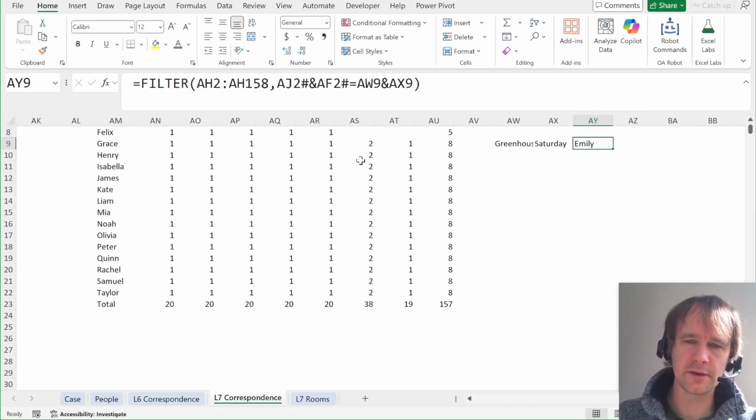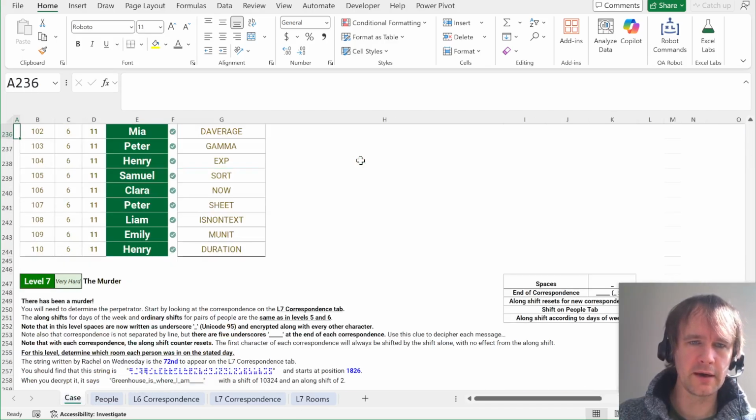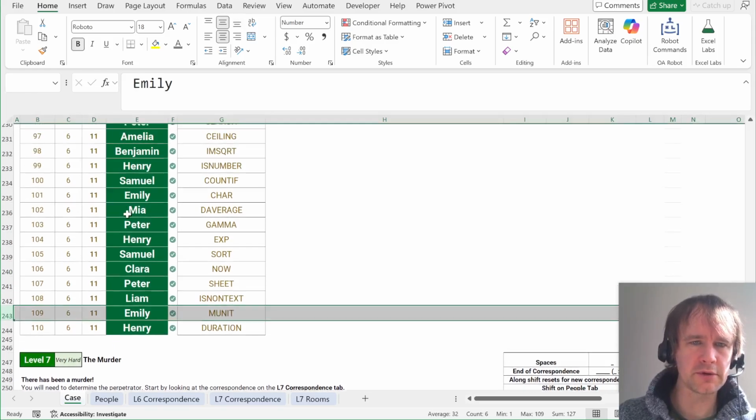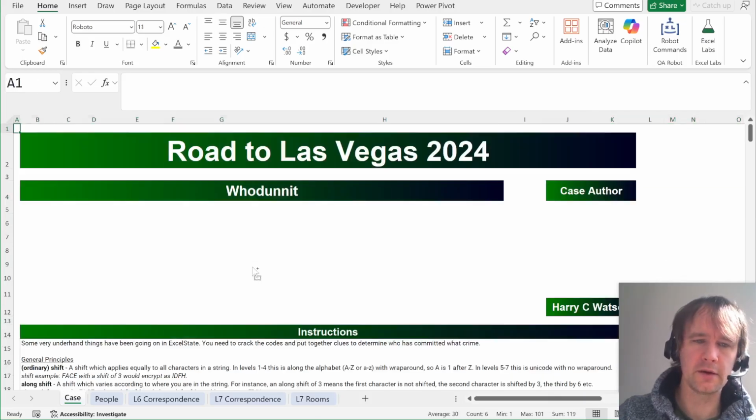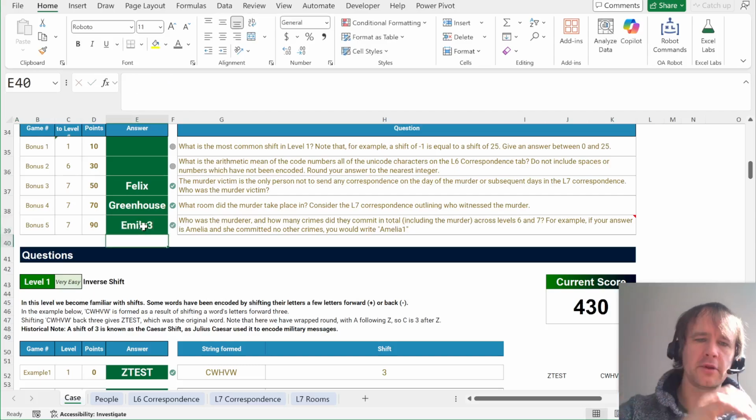And then the other question is how many crimes she committed. So in level 7, she committed 1 crime, which is murder. And in level 6, she committed 2 other crimes, which is M-unit and car. And I'll leave it up to you to decide which of those 3 crimes is the most heinous. So the answer here is Emily 3.